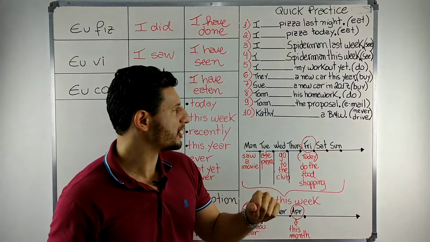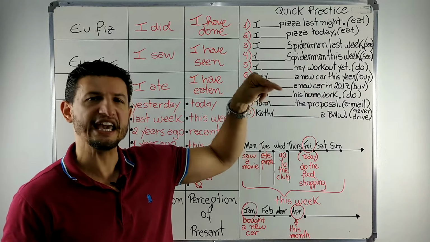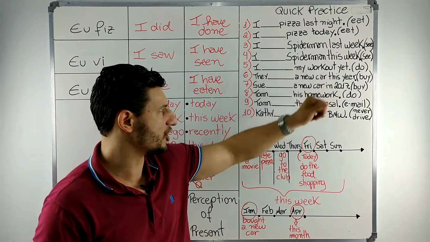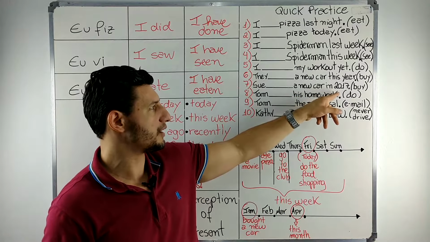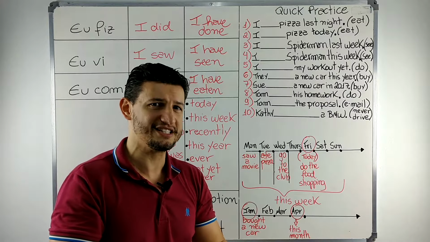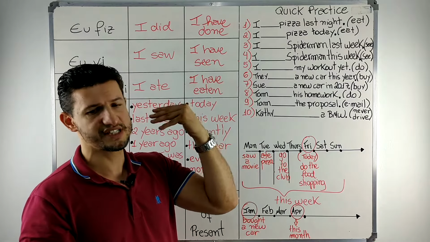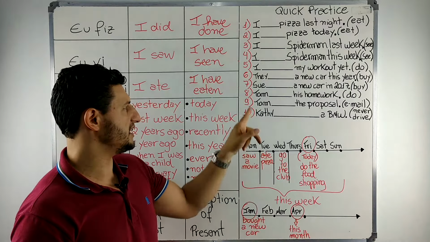And then let's go back to our exercise. They, a new car this year. They have bought a new car this year, because this year is a perception of present. Sue, a new car in 2017. We are in 2018, so in 2017, perception of past. Sue bought a new car in 2017.